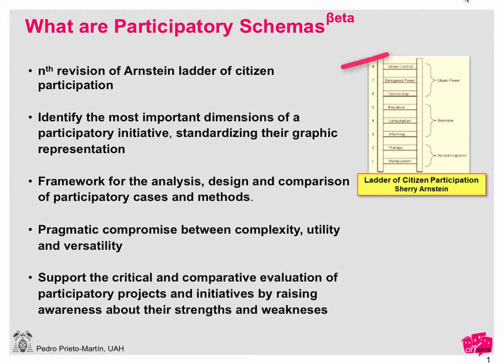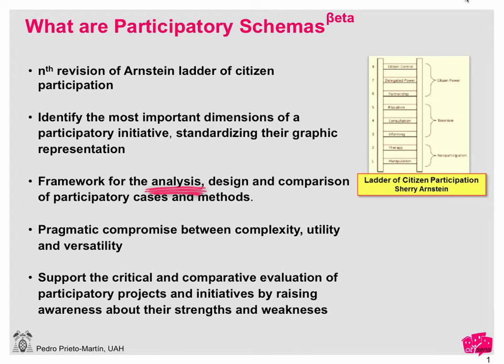So for sure it's one more revision of Arnstein's ladder. It's again another model, but the focus is to try to identify the most important dimensions of a participatory initiative or policy or whatever, and try to standardize the graphic representation. So we are not trying to get to some kind of number, but at least to put all these dimensions together, because sometimes things are not higher or lower, they are just simply different, and this is better expressed in such a way.